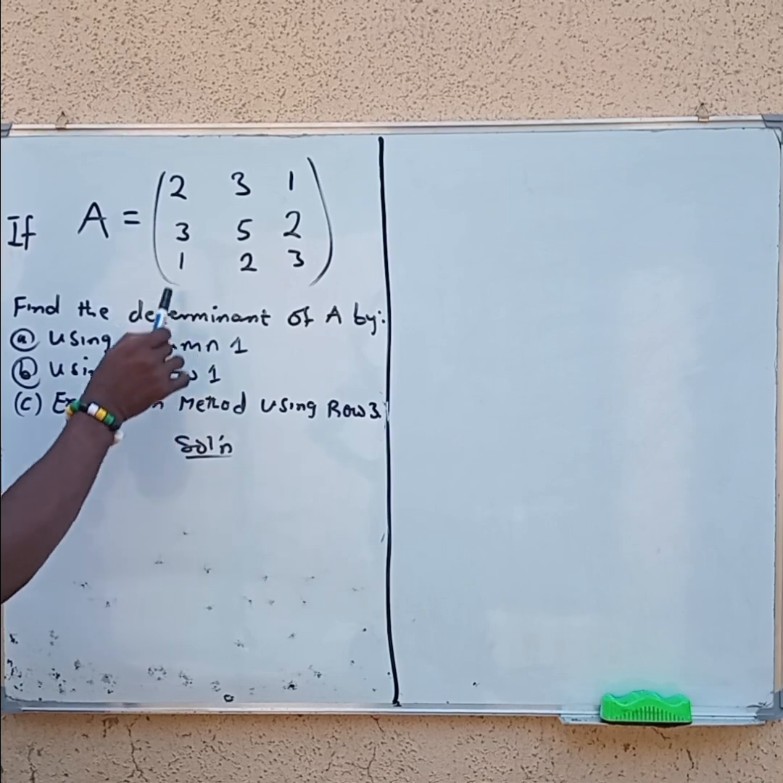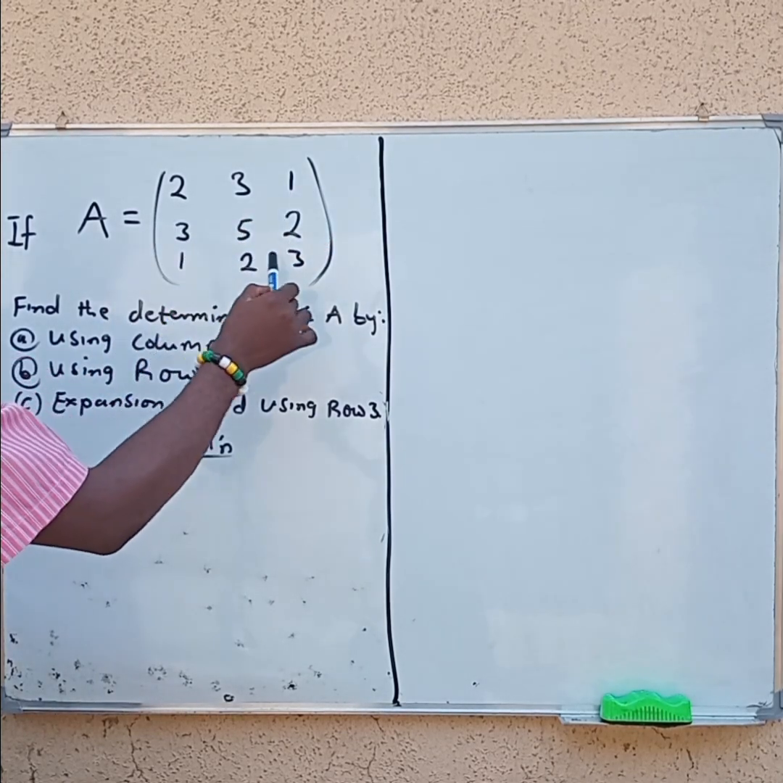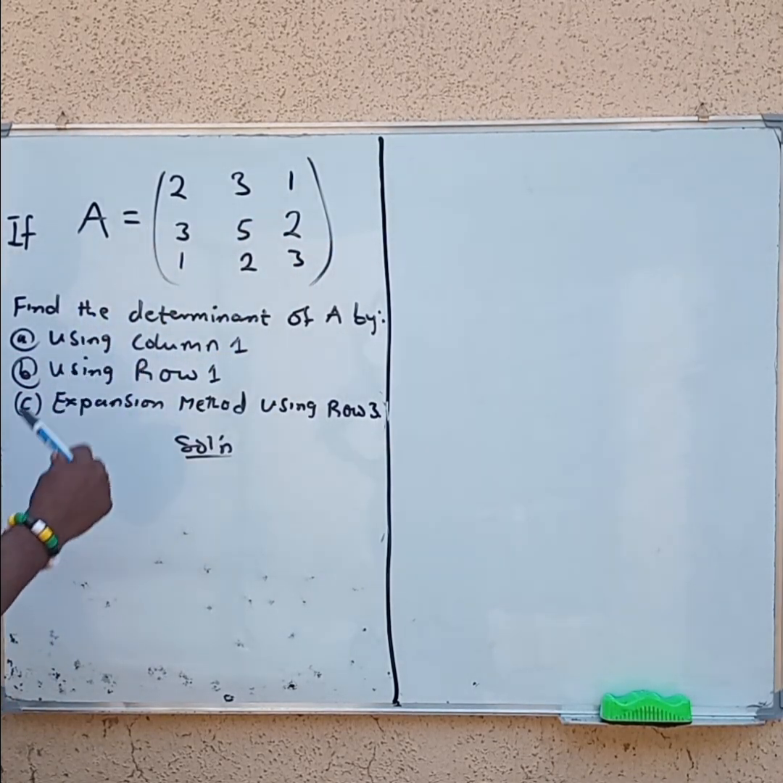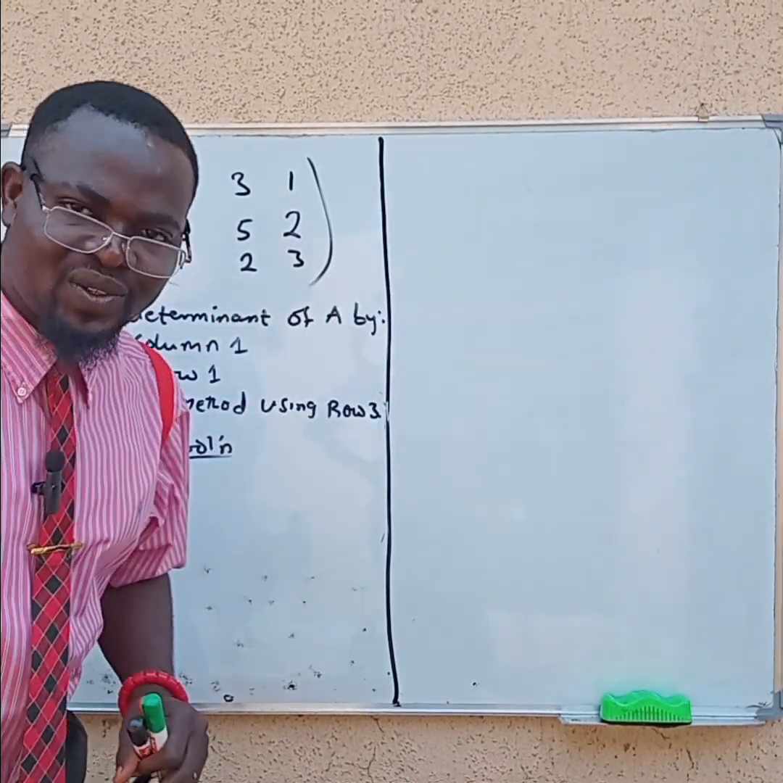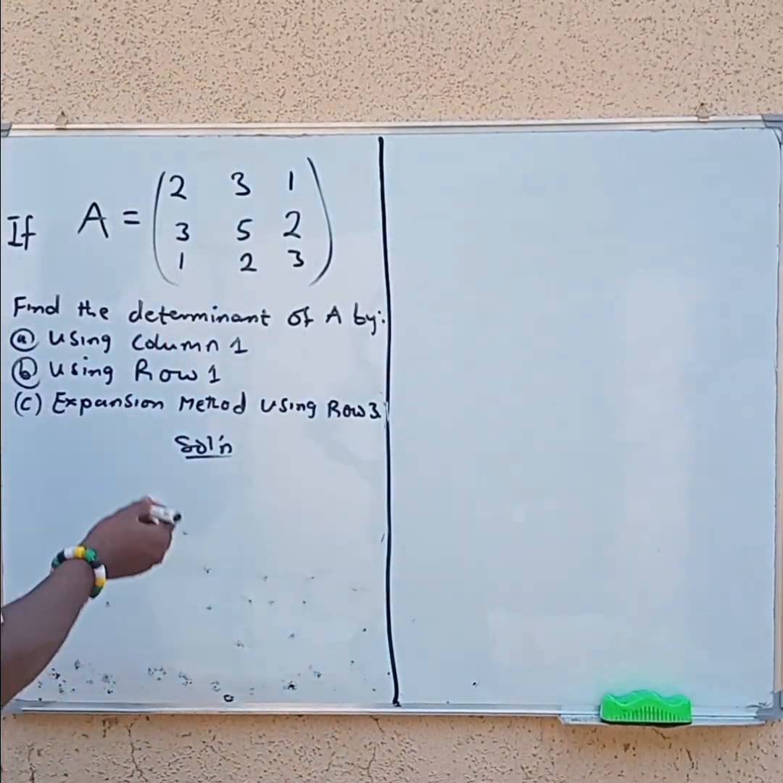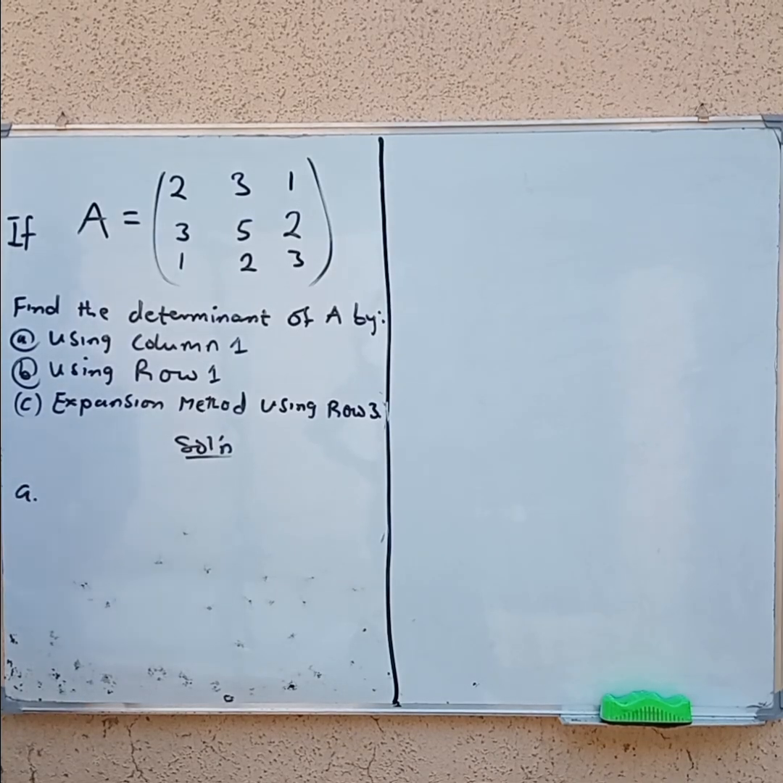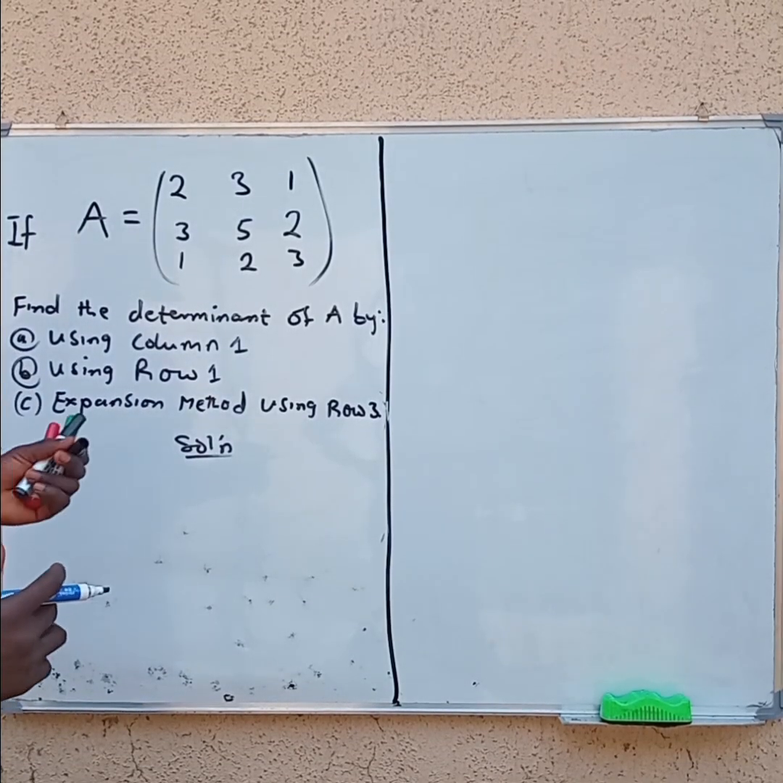Now, we're used to using row 1. Everybody always uses this row 1 to find the determinant. But let's use column and row. Expansion method is the one that everybody knows, right? So let's use A. But before we do this, we must understand the place sign.